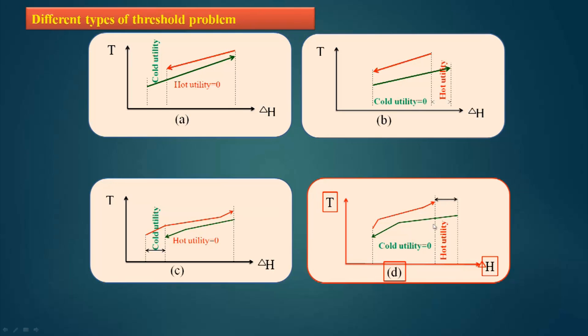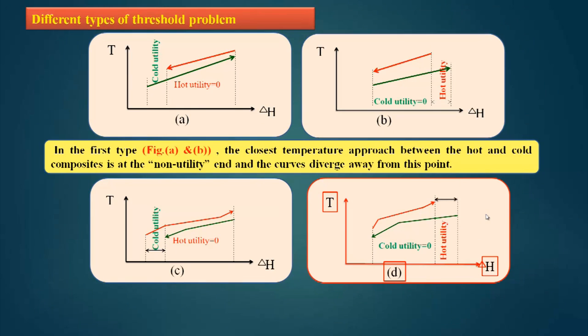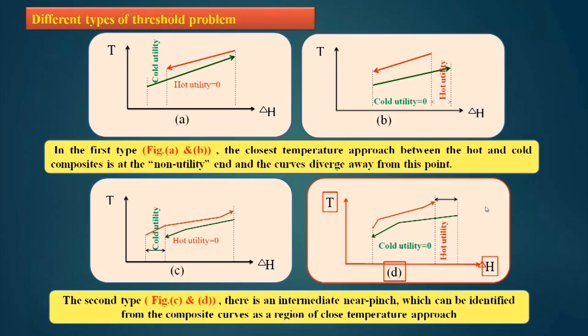So, in the first type, figure A and B, the closest temperature approach between the hot and cold composite is at the non-utility end and the curves diverge from this point, whereas in the second type of problems, that is figure C and D, there is an intermediate near pinch which can be identified from the composite curve as a region of close temperature approach.